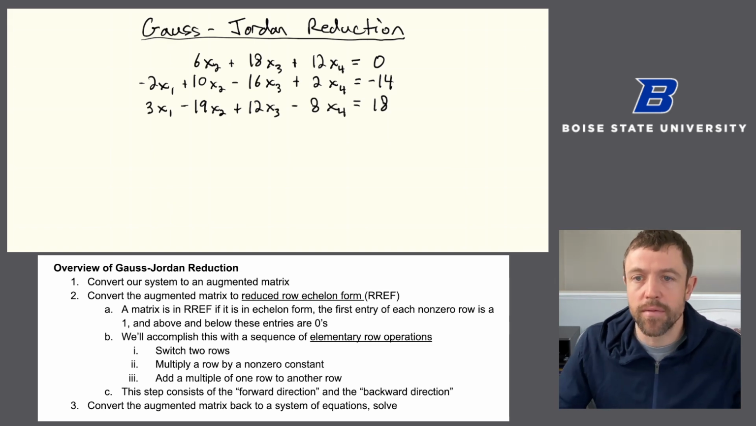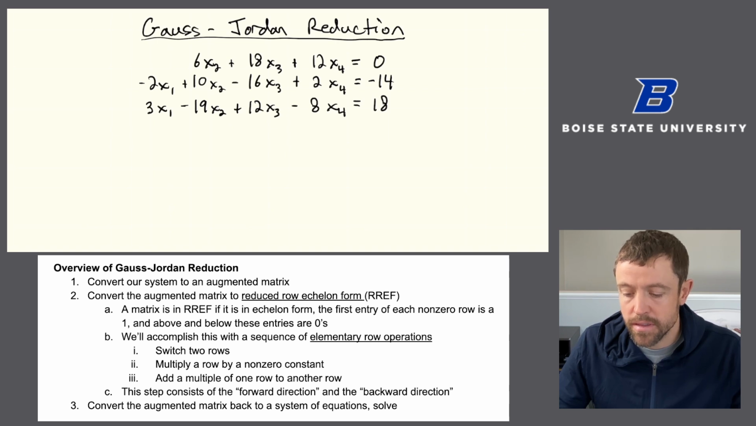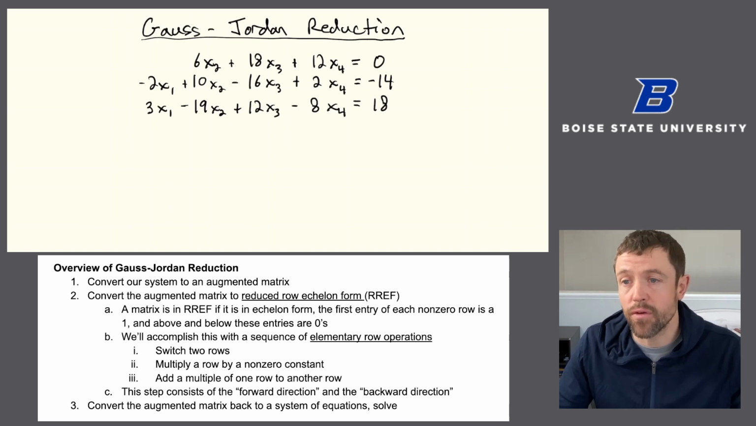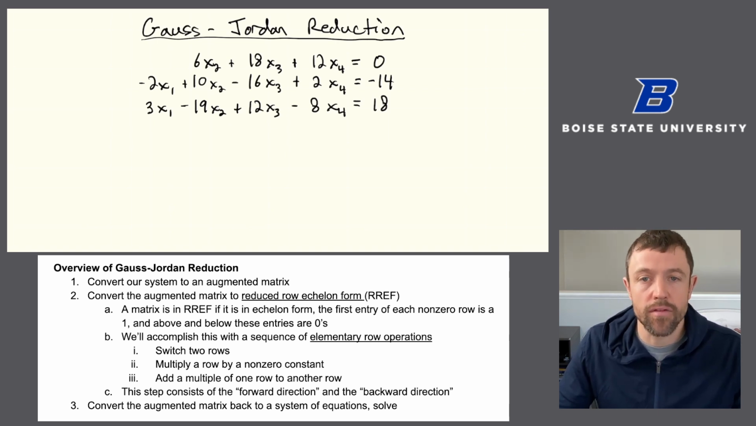So here we have a system of equations. 6x2 plus 18x3 plus 12x4 equals 0, minus 2x1 plus 10x2 minus 16x3 plus 2x4 equals minus 14, and 3x1 minus 19x2 plus 12x3 minus 8x4 equals 18.